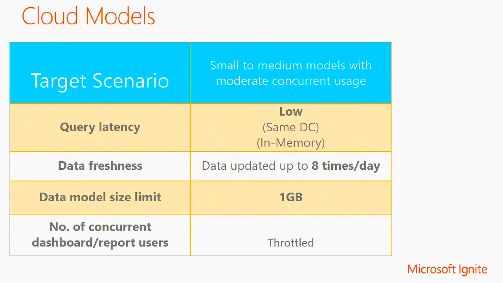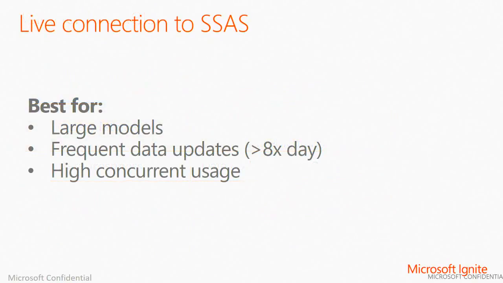Data freshness: updated up to 8 times a day based on a schedule you decide. The data model size limit is going to be 1 gigabyte, and the number of concurrent dashboard and report users is throttled, I say here. We do put an eventual throttle on it, and that lends to the few hundred concurrent users that we see in practice. So next, we're going to talk about live connection to SSAS.